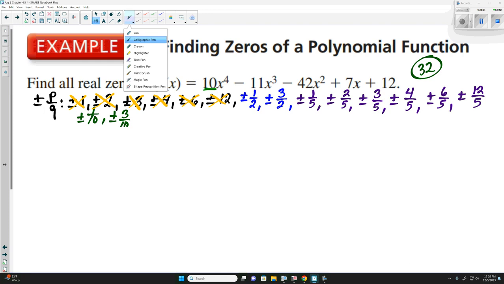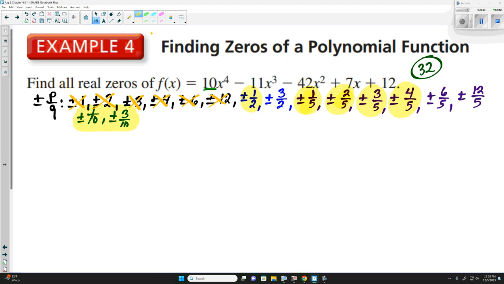I'm going to get a highlighter. All the ones between 0 and 1, well, -1/2 would be between 0 and -1. 3/2, well, that's greater than 1, so that doesn't work. -1/5 would work. -2/5, -3/5, -4/5 would work. 6/5, 12/5, that's bigger. And then we have our -1/10 and -3/10, yes?